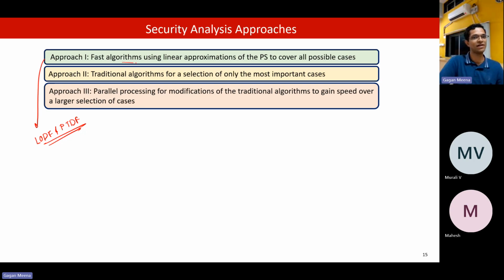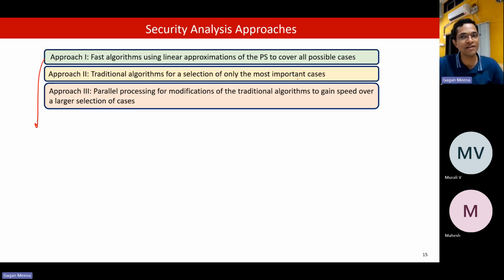Power transfer distribution factor and load outage distribution factor. One thing is to use this fast algorithm, which will be based upon a linear approximation of the power system, and they will use the DC power flow. Because these are linear, very fast, we can cover almost all the cases. Then approach 2 is to use traditional approaches, but only consider important cases.